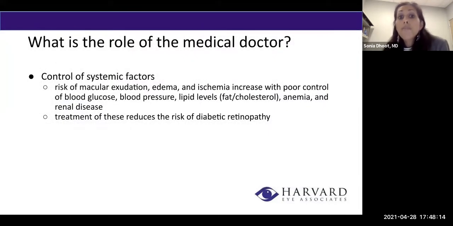So the role of the medical doctor is to control the systemic factors: the blood pressure, the blood sugar levels, the fat and cholesterol, anemia, and renal disease. All of that has been shown to reduce the risk of progression of diabetic retinopathy.